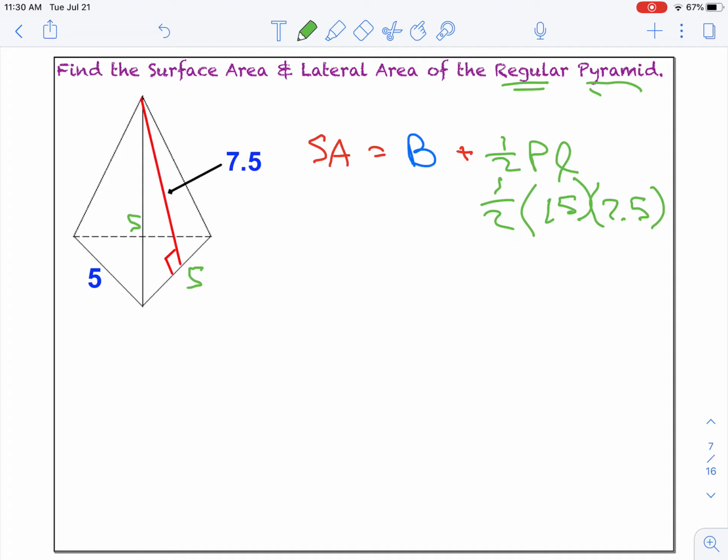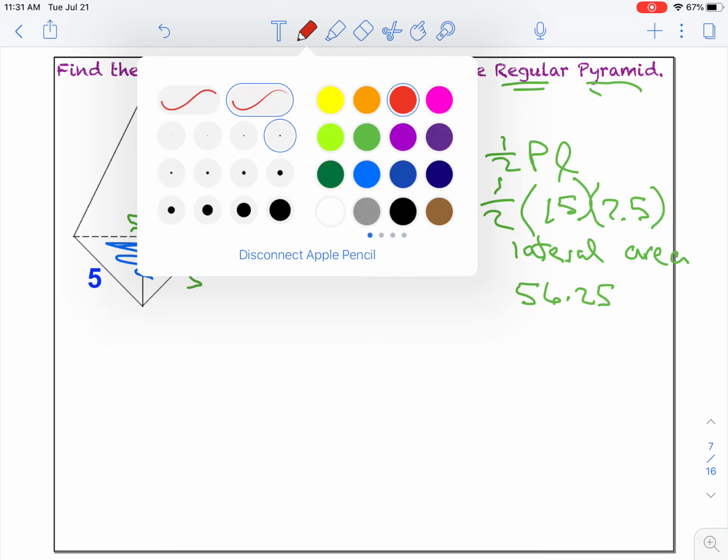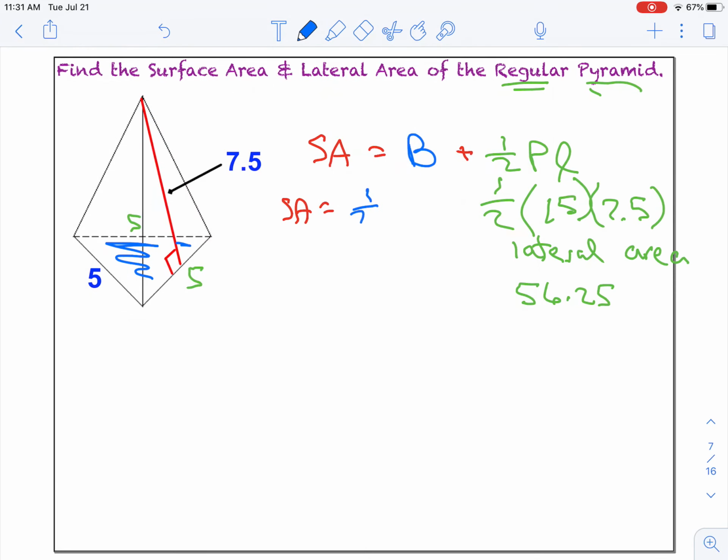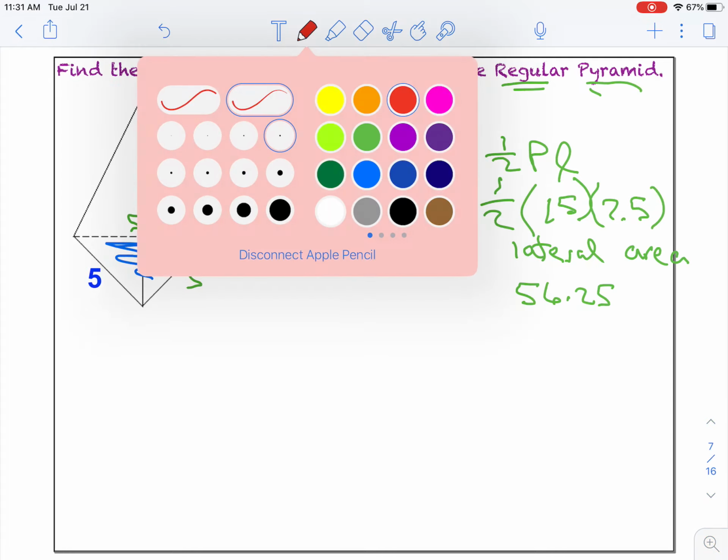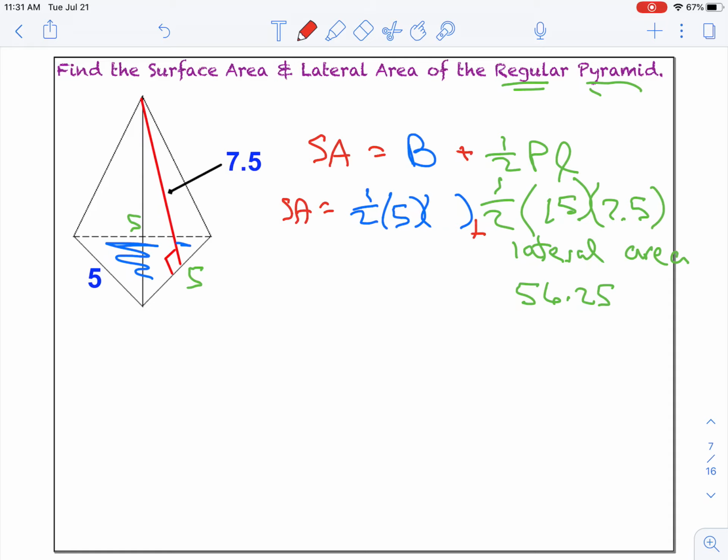And so my lateral area is 56.25. So now let's go back and see what we have for our base. Our base is this regular triangle. So my formula for calculating that is a triangle formula. It is 1/2 the base of the triangle, which I know is 5, and now I need to work on the height of the triangle, which I don't know.